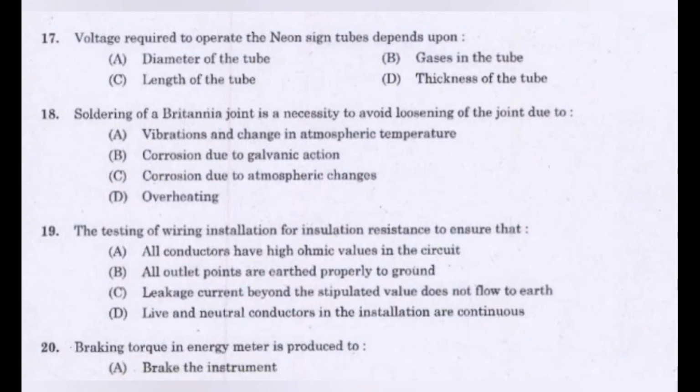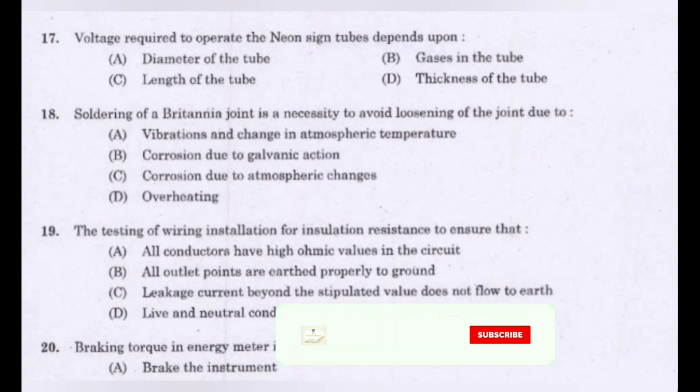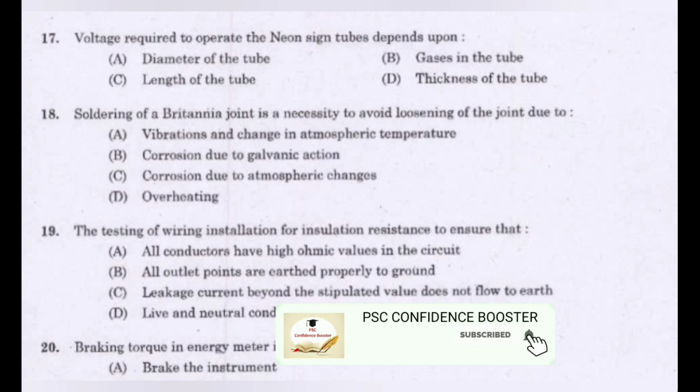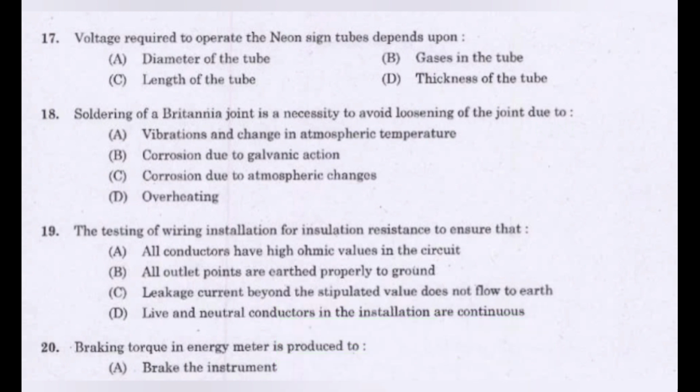Question number 17. Voltage required to operate the neon sign tube depends upon option A. Diameter of the tube, option B. Gases in the tube, option C. Length of the tube, option D. Thickness of the tube. Answer is option C. Length of the tube.